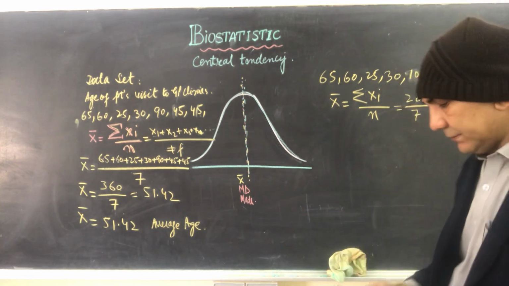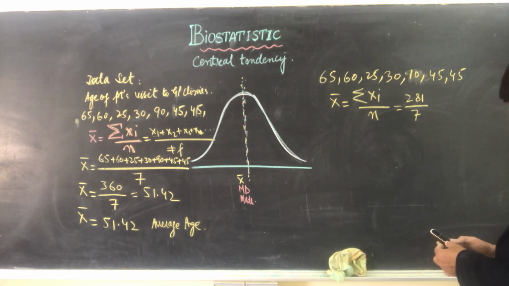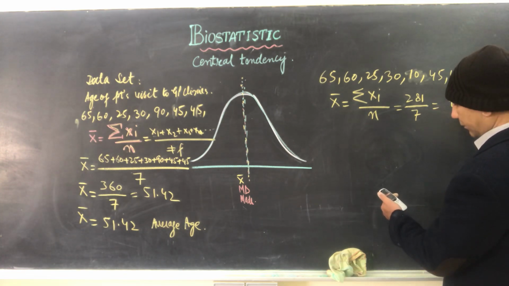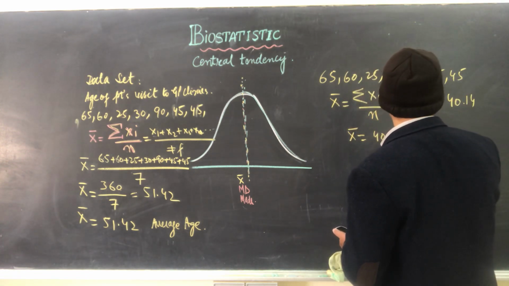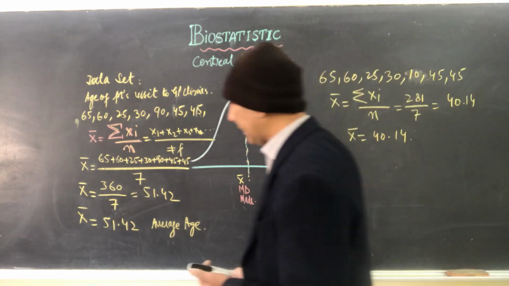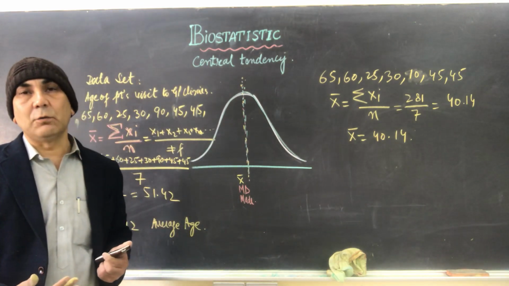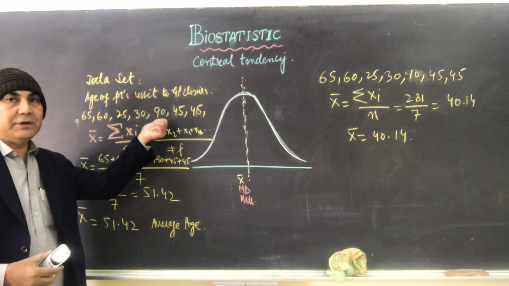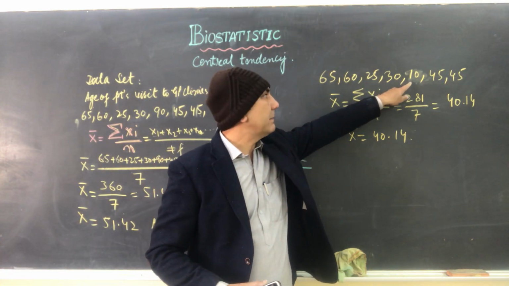Now we divide 281 by 7. Now the average is 40.14. The mean age of this data set, as I told you earlier, will be affected by the outlier, by the extreme value. Here it was 90 years. We replace the 90 years in this data set by 10 years.